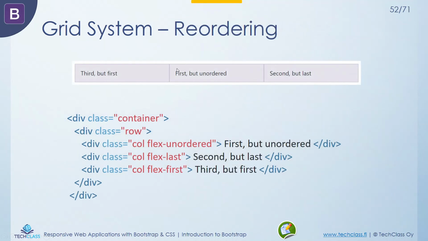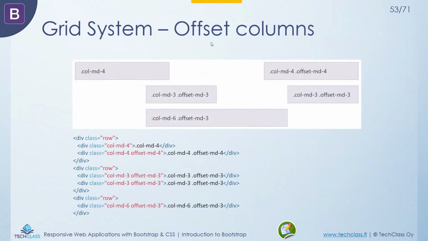Actually, later we will also be more familiar with these classes in a practical way. And of course, we can also rearrange the columns. So here you can see we are allocating this flex-first class. So it makes this one be in the first order, and then this one is last, and then this one is unordered, so it becomes right after the first one. It's also a very nice practice.